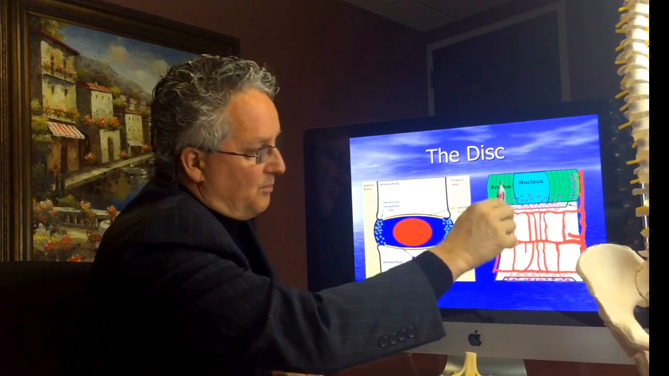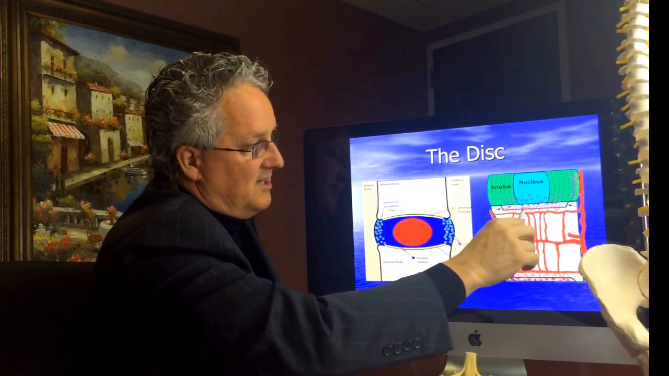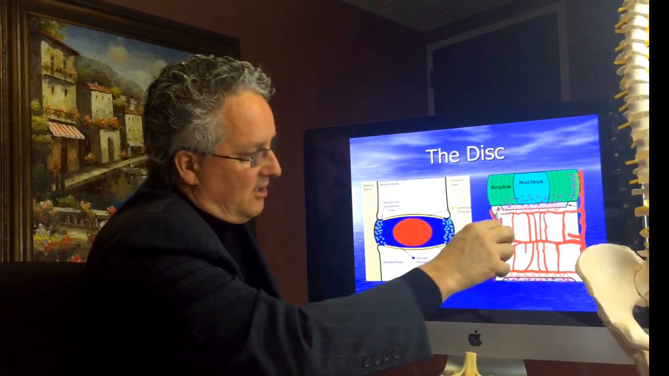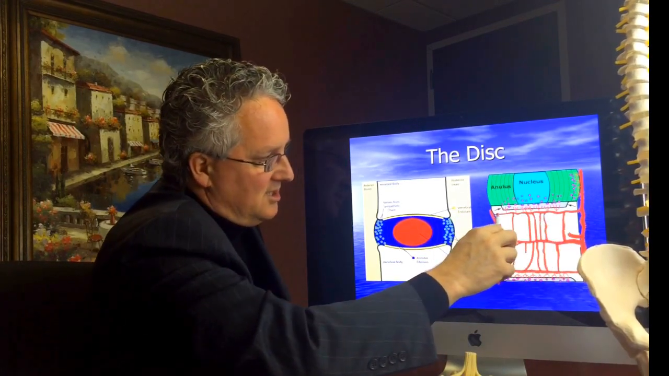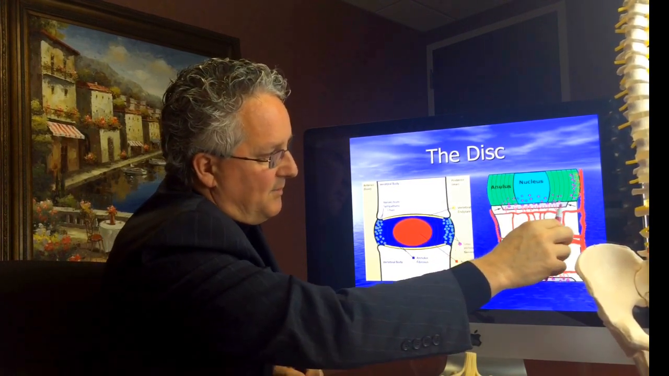So the breakdown of the tissue of the annulus under the load as the nucleus dries out causes pain. But also you can get some subtle changes in the end plate of the vertebrae where it becomes swollen, and that swelling can be painful as well.